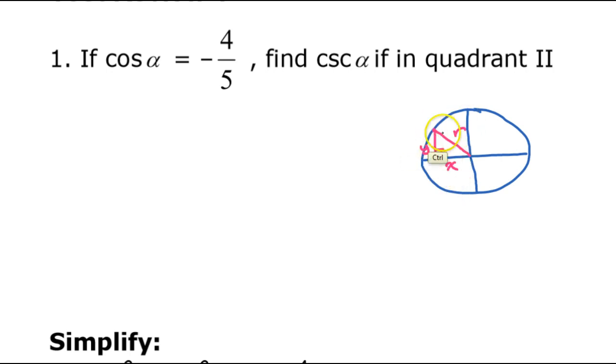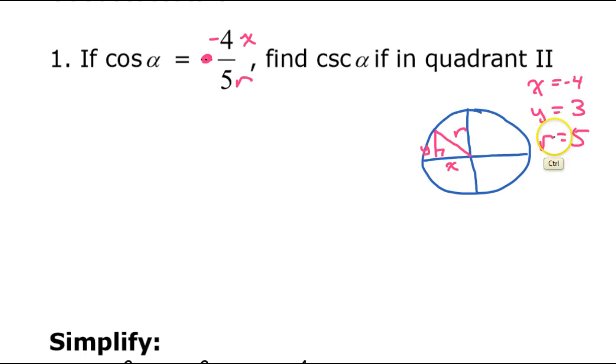Now, in terms of x, y, and r, we know that cosine is x over r. R is always positive, so this negative sign must go with the 4. So that tells us that x is -4. We need to find out what y is, but we know that r is 5. So we could use the Pythagorean theorem, or this is one of those triples. There's a 3, 4, 5 right triangle. So since this is 4 and this is 5, then I know the y value has to be 3. In fact, positive 3 because it's up.